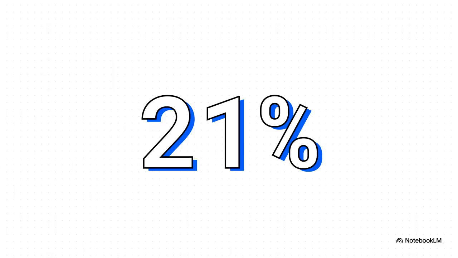Okay, if there's one number you take away from this, make it this one, 21%. Think about that. For every single 1 millimolar drop we get in a patient's LDL-C, we see a 21% relative risk reduction in major vascular events. That is huge. It's such a powerful and tangible number you can share with your patients to really drive home why this medication is so important.